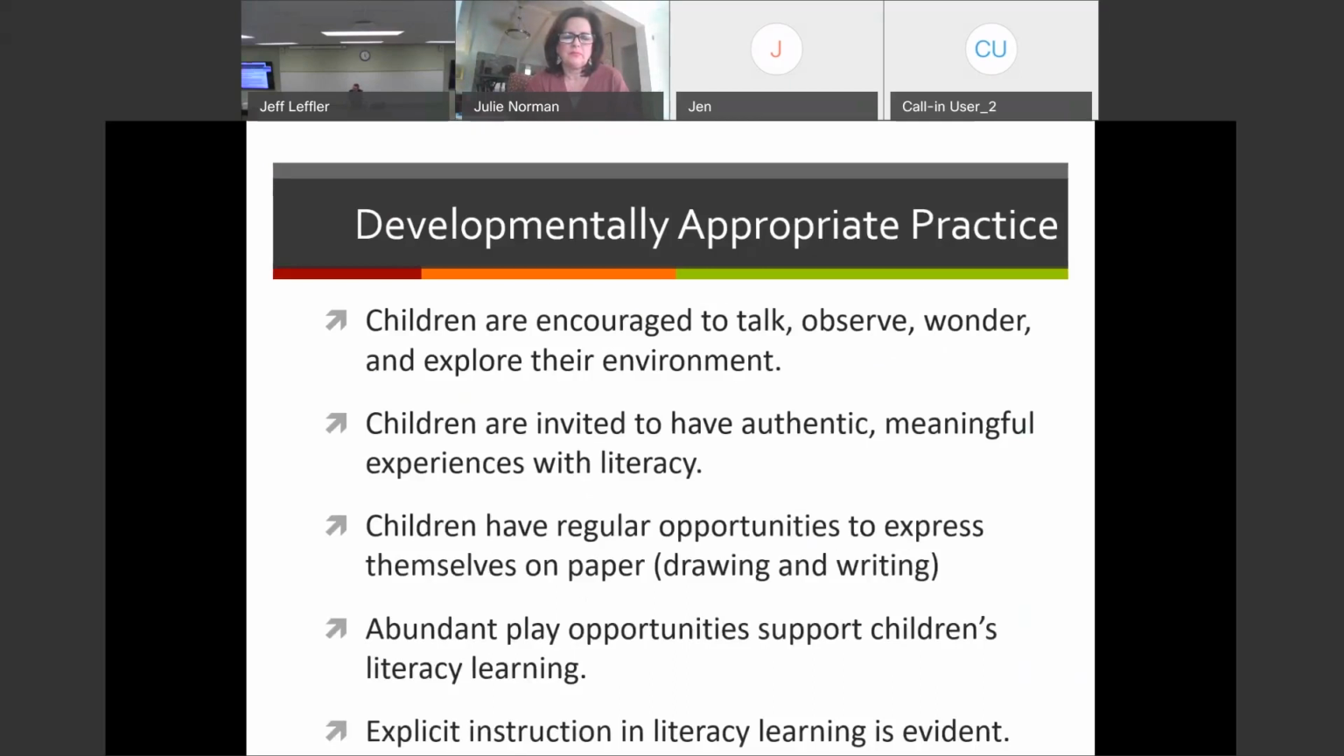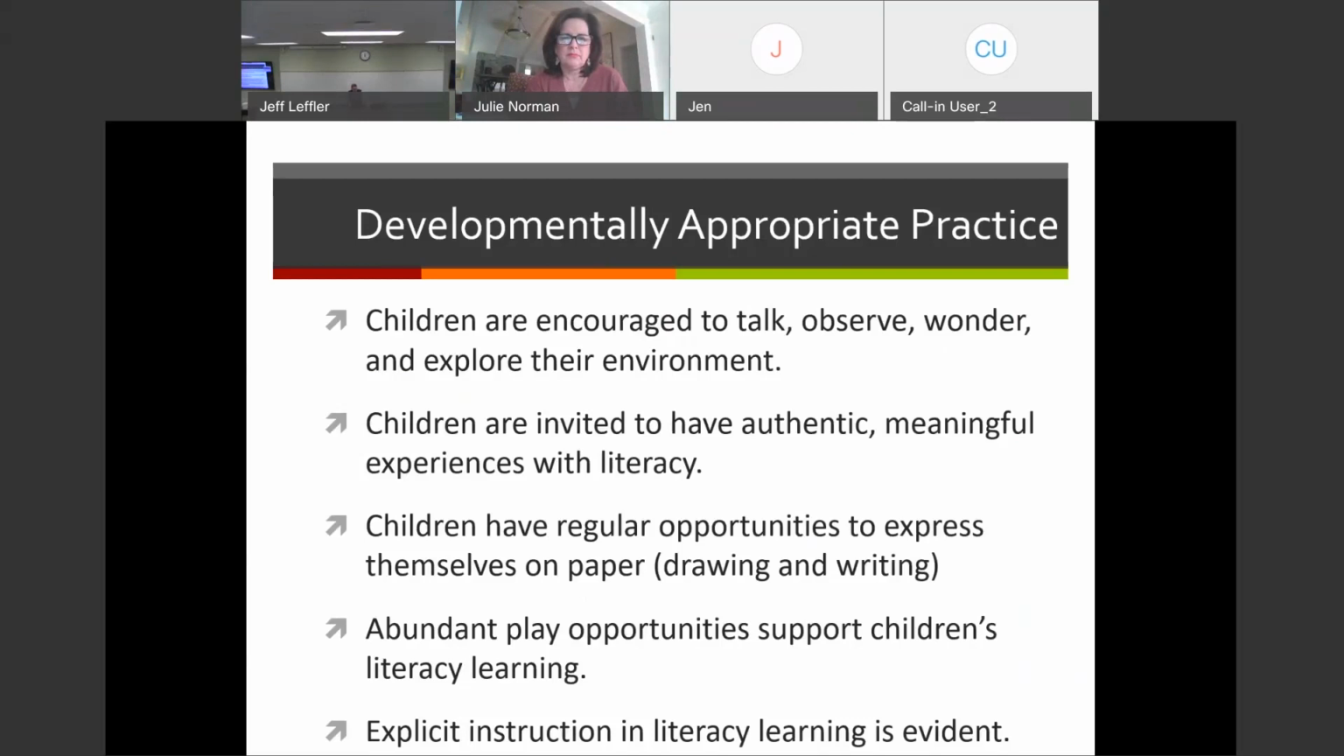I want you to think about that person that's approaching literacy from that one ditch of doing drill and practice with worksheets and workbooks. Is there a lot of talking going on while a child's doing a worksheet? Not really. They're just kind of sitting there by themselves. Are they given the opportunity to observe things, to wonder about things? Not really. It's very scripted. It's very direct. And they're certainly not getting the opportunity to explore the environment.